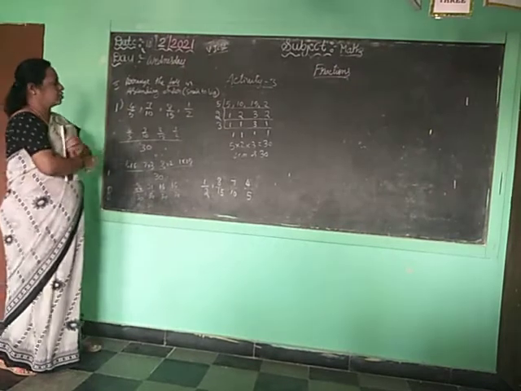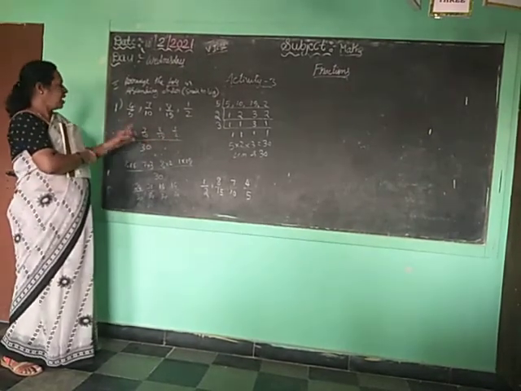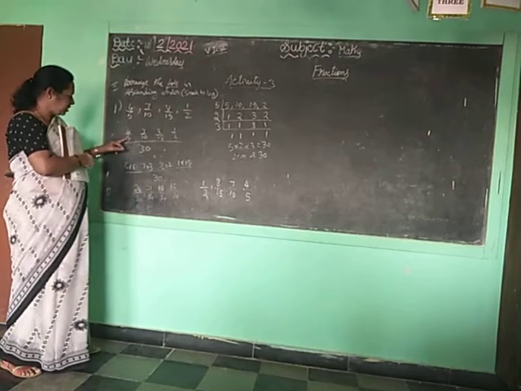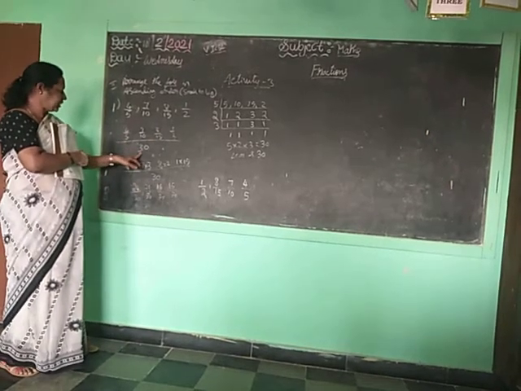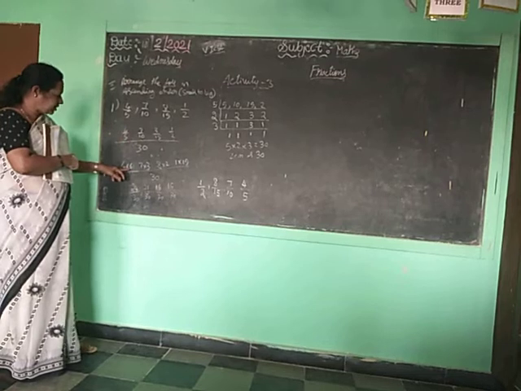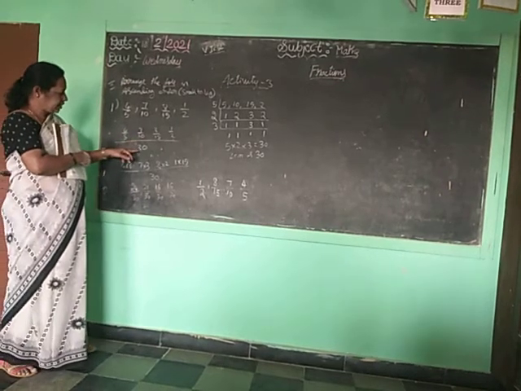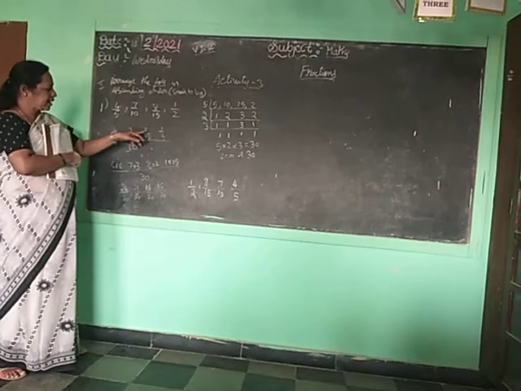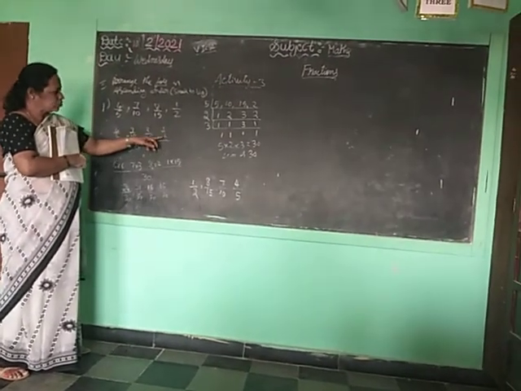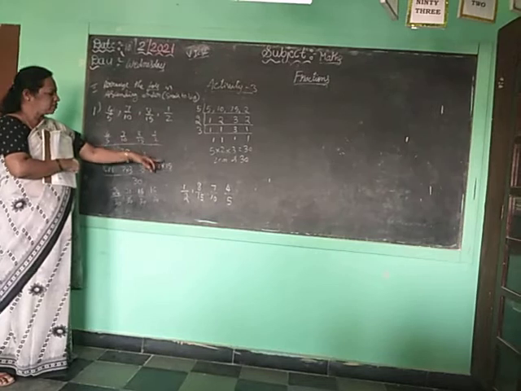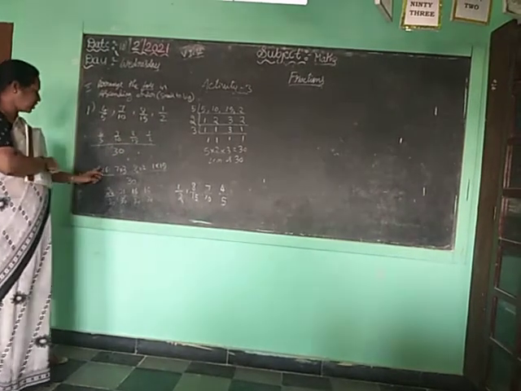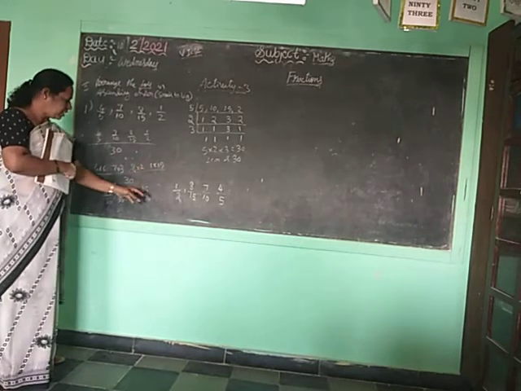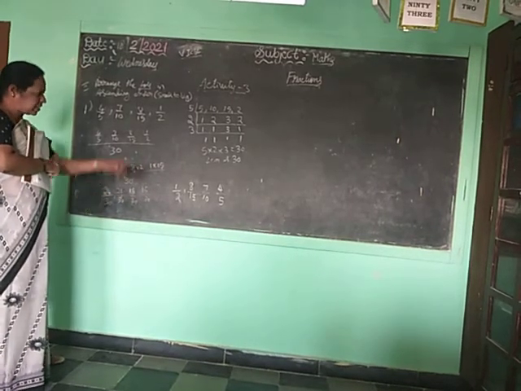See children, first you have to find the LCM for the denominators, and for each fraction you put the LCM and simplify. See, 5 sixes are 30, so 4 has to be multiplied with 6. Now 10 threes are 30, so 7 has to be multiplied with 3. 15 twos are 30, so 8 is multiplied with 2. Next, 2 15s are 30, so 1 is multiplied with 15. So 4 sixes are 24, 7 threes are 21, 8 twos are 16, 1 15s are 15. So I put the LCM as 30.